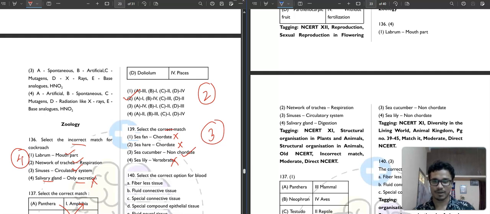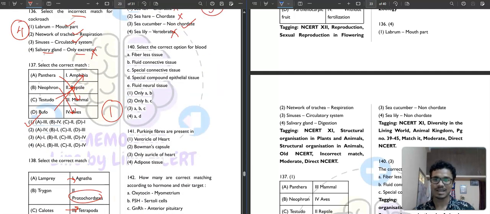Question number 140. It is saying select the correct option for blood. Blood is a fluid connective tissue, absolutely correct. Specialized connective tissue, absolutely correct. A special compound epithelial tissue? Blood is definitely not an epithelial tissue. Then fluid neural tissue? No, it is not neural tissue, nerves are neural tissue, so it is not correct. So the correct answer for this question will be option number 3.